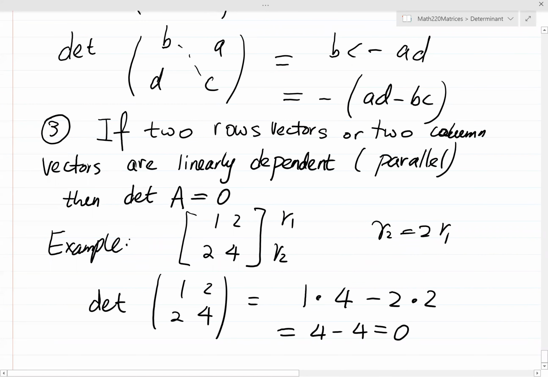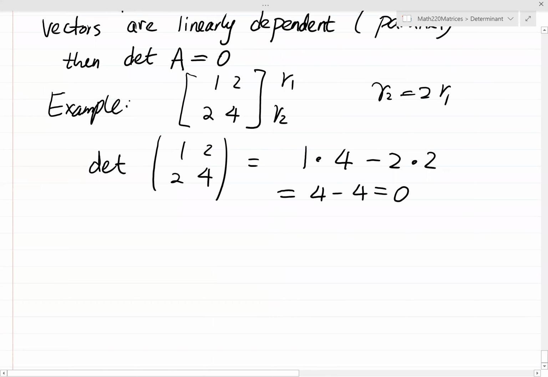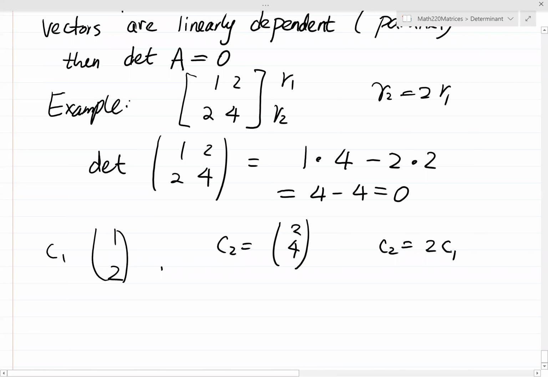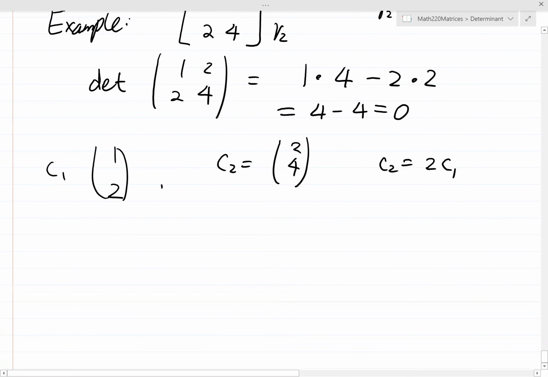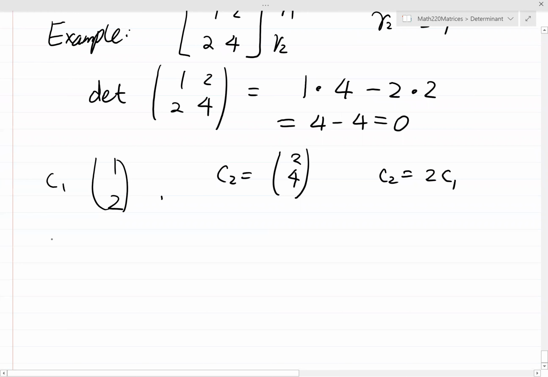In that case, you also see the column vectors. Column vector C1, and C2 is 2, 4. Column vector C2 is also twice C1. So one column vector is a multiple of another column vector, and you also get determinant 0. Now, the determinant is symmetric with respect to row and column, which means if you flip rows with columns by the transpose operation, the determinant does not change.